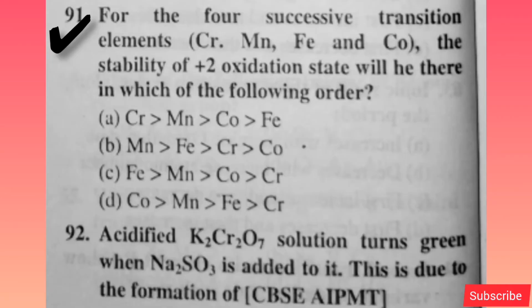For the four successive transition elements Cr, Mn, Fe and Co, the stability of +2 oxidation state will be there in which of the following order? Option B is correct. Acidified K2Cr2O7 solution turns green when Na2SO4 is added to it. This is due to the formation of.